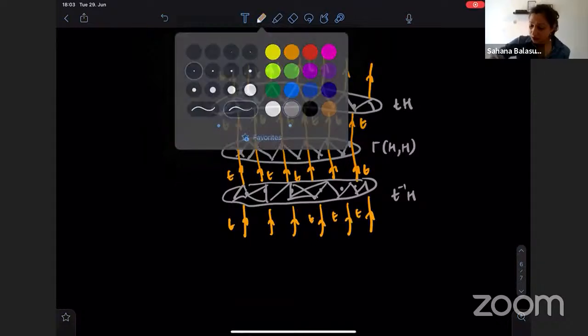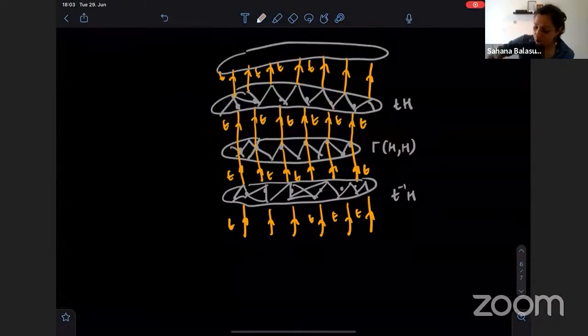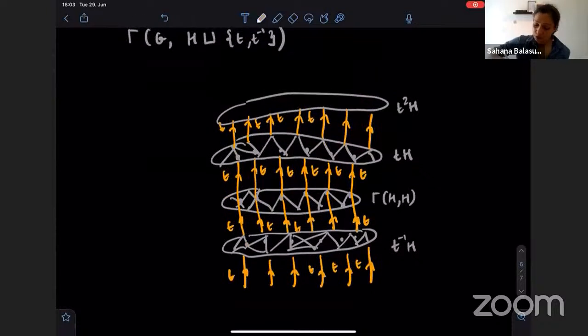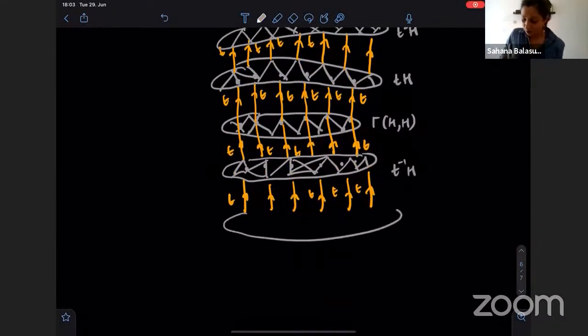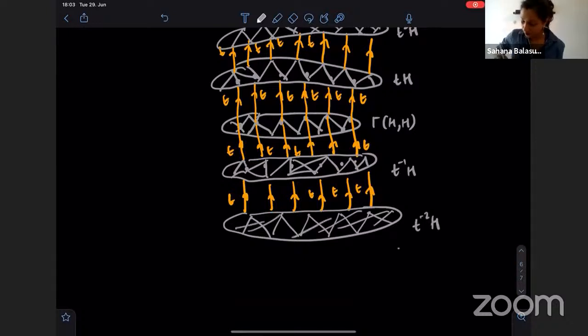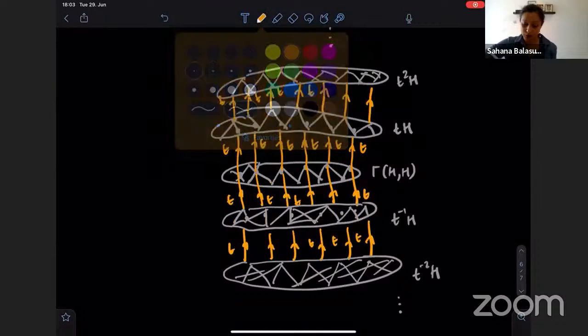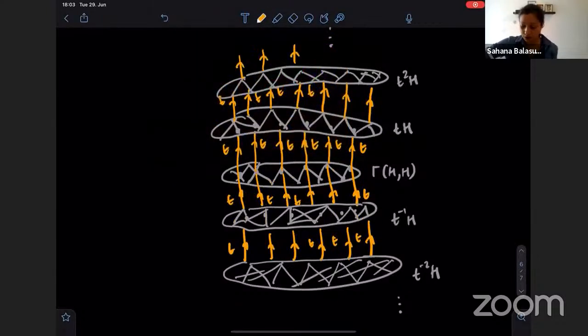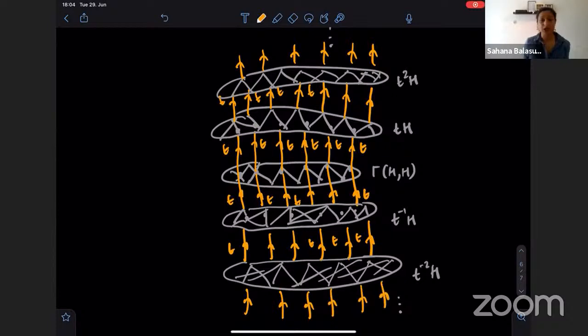And as you might expect, the next coset that you're going to run into is T squared of H, which again has a complete subgraph on it. And now you just keep going. And similarly over here, you have a complete subgraph on T to the minus 2H. And then you just keep going, right, with the corresponding edges moving out. So this is what your Cayley graph looks like.